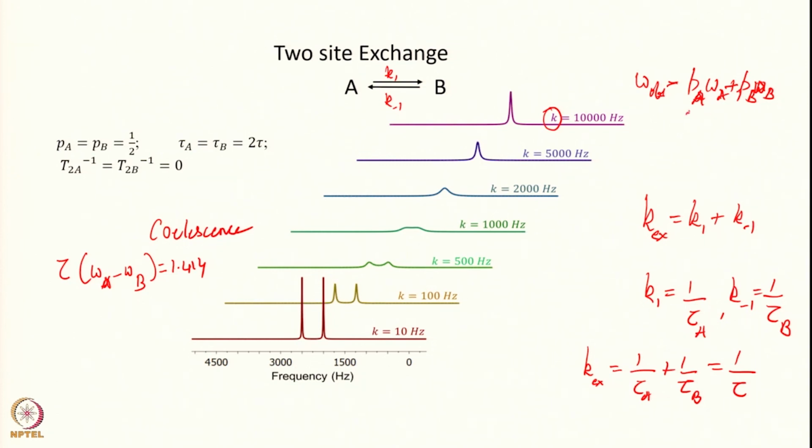This is called fast exchange. Fast exchange means K is much larger than omega A minus omega B. And this one is slow exchange, where K is much less than omega A minus omega B. This is called slow exchange.